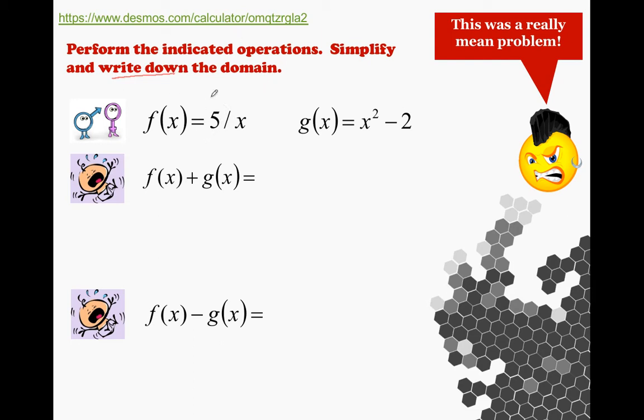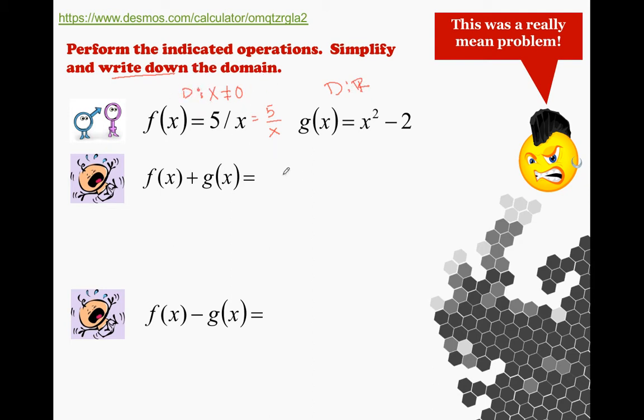Remember, you want to think about domain before you even simplify. So you know what I'm going to do right off the bat? I'm going to find the domain of f and g. Here, I don't love how this is written, that's 5 divided by x. Well, you can't divide by 0, so x cannot equal 0. It's everything but 0. This one's all real numbers. So don't forget that the restriction is where we're really starting from.